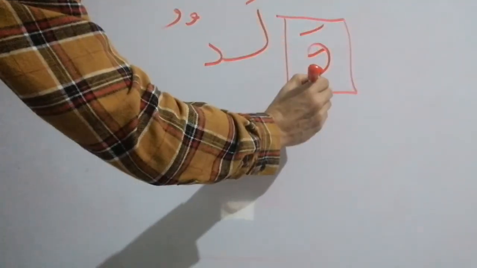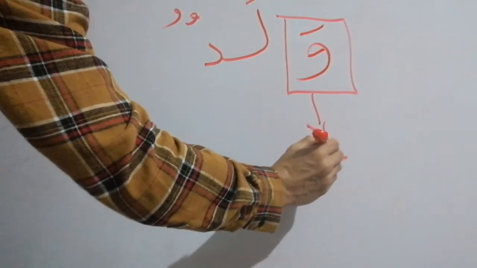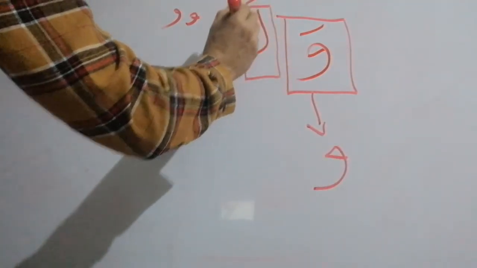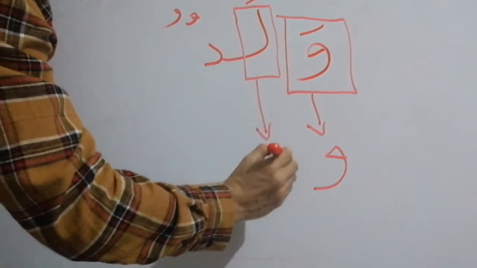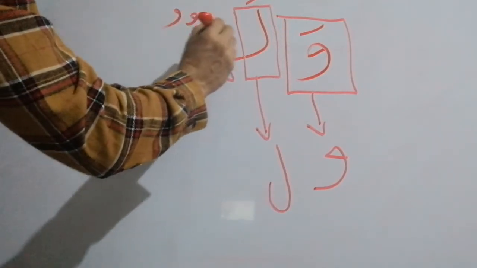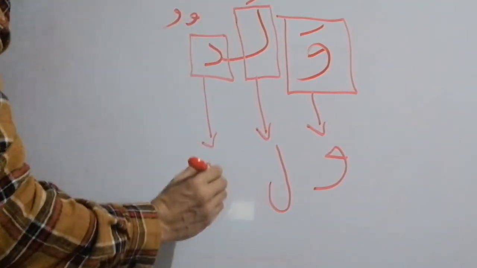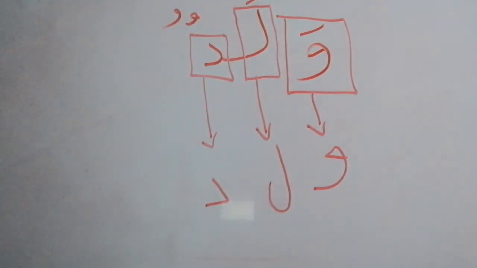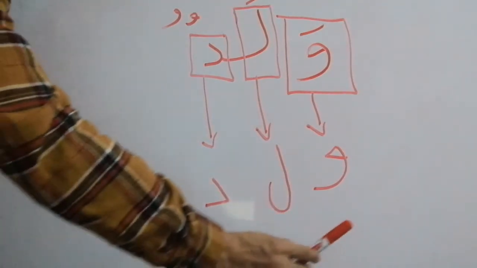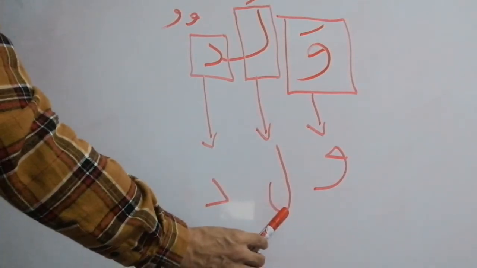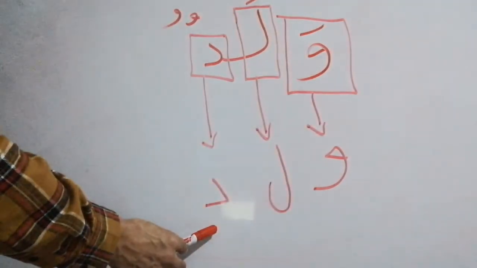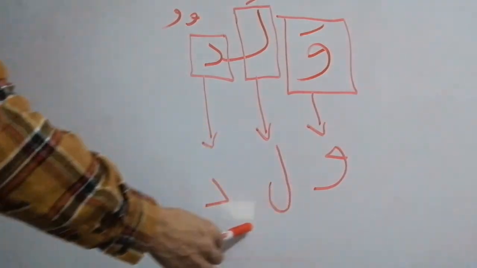Now, واو, and now the second alphabet. This is لام, the last one. دال. واو لام دال, ولد.